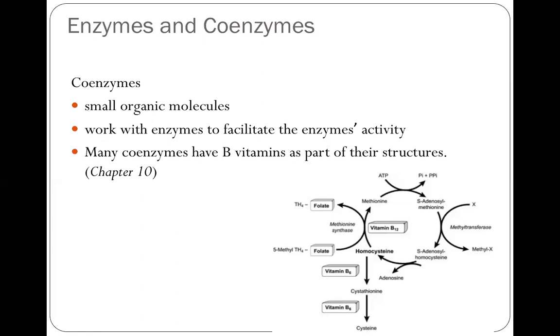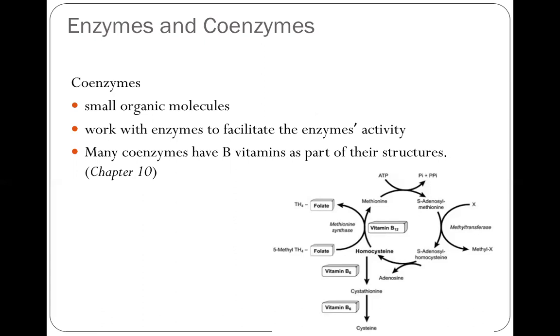And it just so happens that in metabolic reactions, many of the coenzymes are actually the B vitamins. So in this particular diagram, you can see homocysteine, methionine metabolism, cysteine metabolism, and you see that folate, vitamin B6 and vitamin B12 are all playing roles as coenzymes, allowing those metabolic pathways to take place.